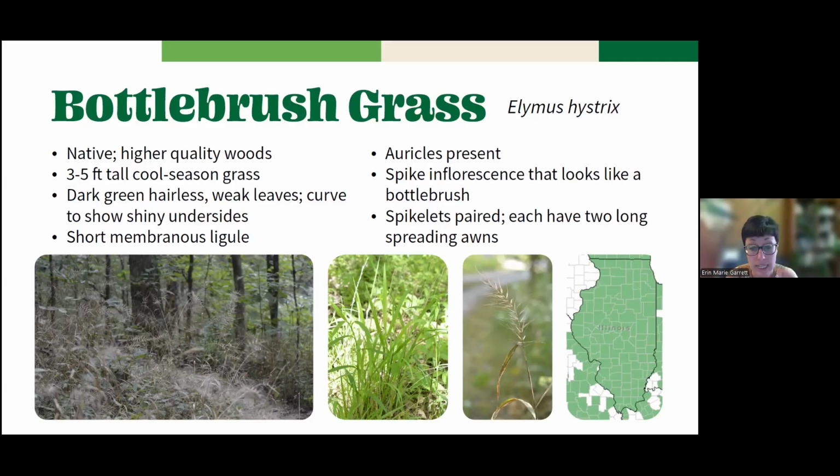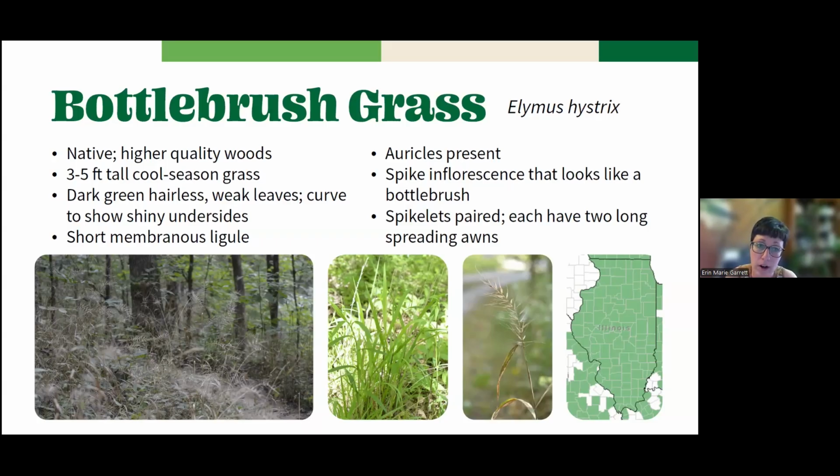Okay, this is a native grass. It's typically restricted to higher quality woods, but again, it's found in every county in the state, so it can grow in more of a savanna landscape too. I've even seen it growing in prairie plantings and more full sun. This is going to be a cool season grass, so there you go, an example of a native cool season grass. Typically stays under 5 feet tall.